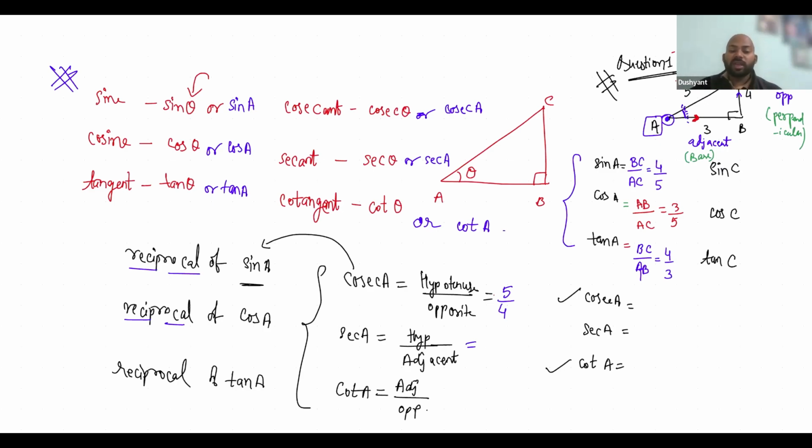Clear? So come on, sec theta and cot theta, please tell me, and then quickly finish this one. So sec A will be how much? Try this. Secant will be hypotenuse over, so it'd be 5. What would be the answer? 5 over 3.